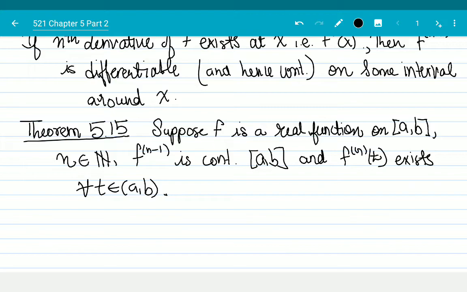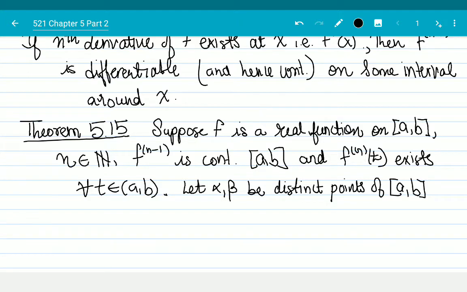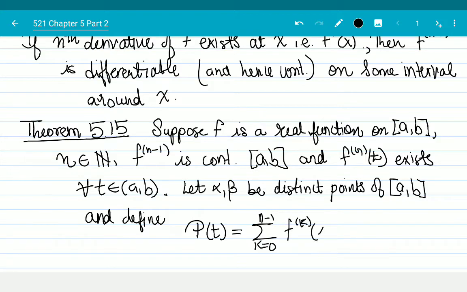Let alpha and beta be distinct points of [a, b] and define the polynomial P(t) equal to the summation k equals 0 to n minus 1 of f^(k)(alpha) over k factorial times (t minus alpha)^k.